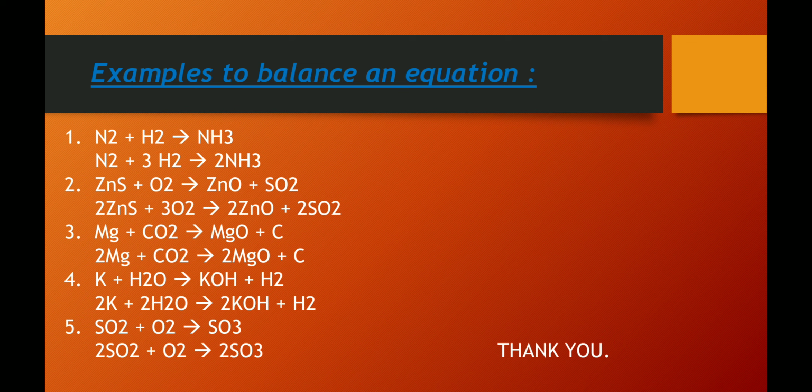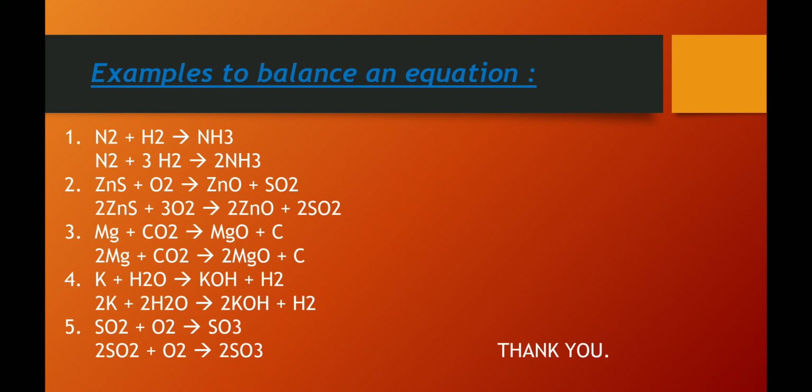Example number 4. K plus H2O gives KOH plus H2. On the reactant side, the number of hydrogen atoms is 2. On the product side, the number of hydrogen atoms we found is 3. So it is an unbalanced equation. After balancing the equation, comparing both sides, the number of atoms of each element, we make 2K plus 2H2O gives rise to 2KOH plus H2. Now the number of atoms of each element on both sides remains the same.